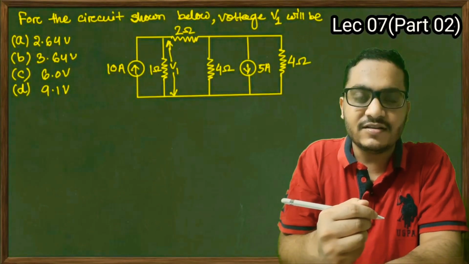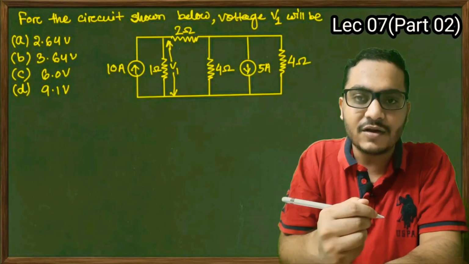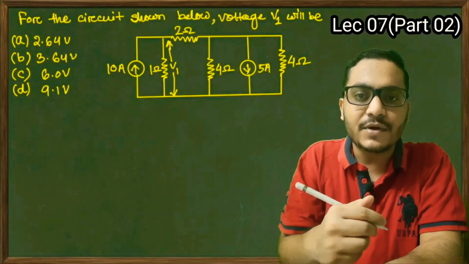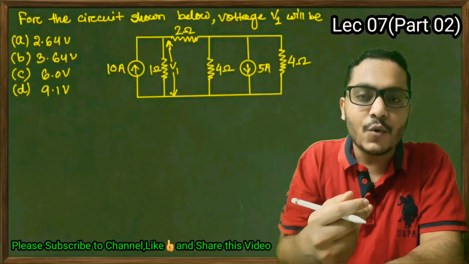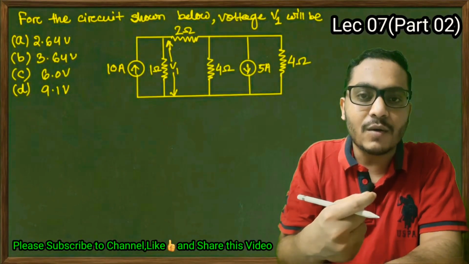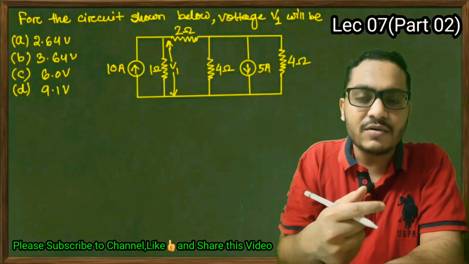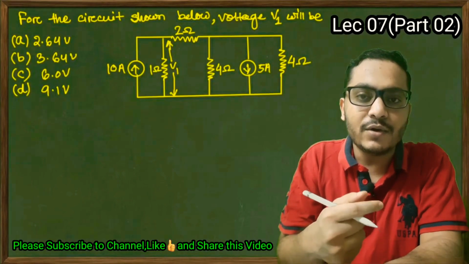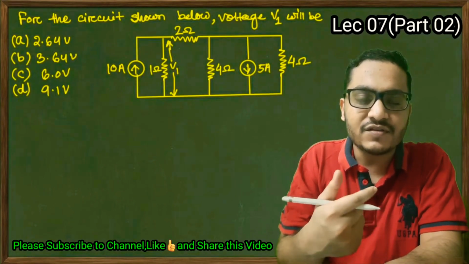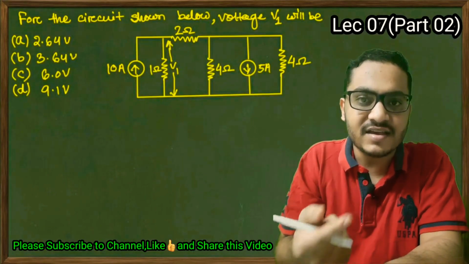Dear students, this is the second part of the 7th lecture, and in the first part I told you the concept of the superposition theorem and how to apply it when a network consists of a number of independent sources. Now in this lecture we will be solving some more MCQs related to that concept, and we will see what kinds of questions can be framed from this concept in your upcoming SSC exam.